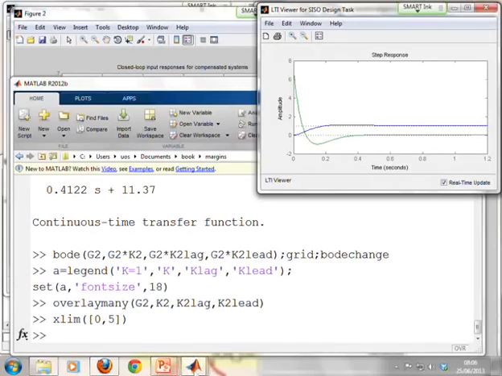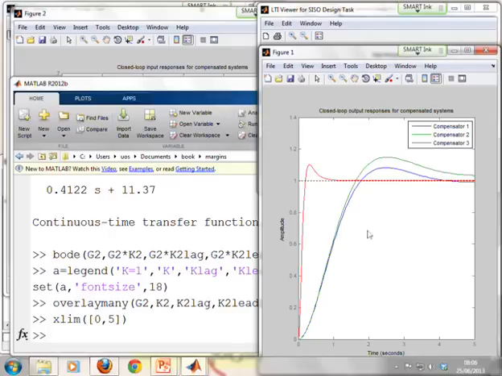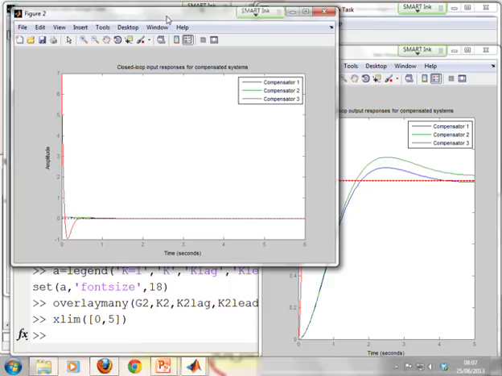Oh, sorry, I keep going to the wrong window. There it is. And again, you can see here, it really is much faster than you've got from the other two compensators. And in fact, you wouldn't be surprised if it was about 9 times faster, because you increased the crossover frequency by a factor of about 9. But what price have you paid to get this really fast response? Well, let's look at the input signals.